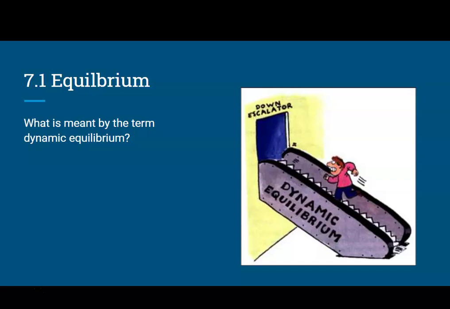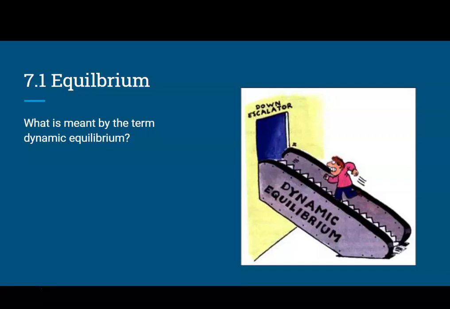Now, there's one other condition for dynamic equilibrium. That's right, Evie, it has to be in a closed system. Okay, otherwise it wouldn't reach equilibrium.